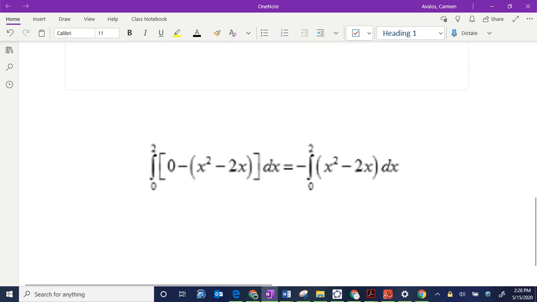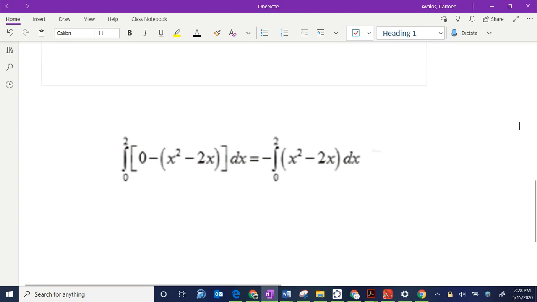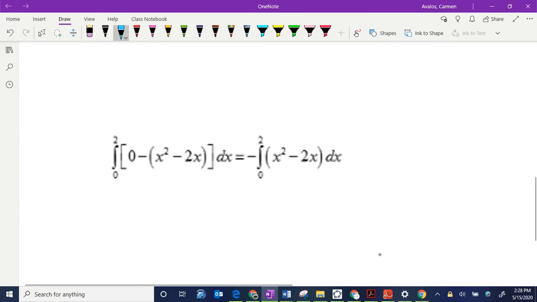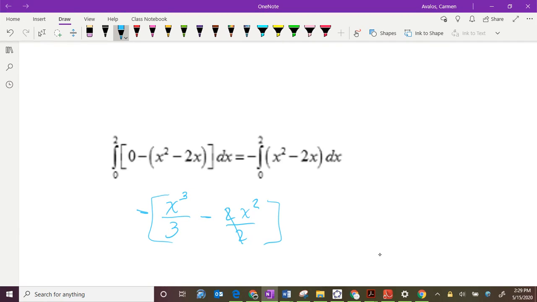This here is the equation that we had there. We need to find the antiderivative, the integral. The way you do it is you keep that negative there, and then the antiderivative is x cubed over 3 minus 2x squared over 2, and that's going to cancel out. So this here is my antiderivative. The negative belongs to both of them. We're going to evaluate it from 0 to 2.